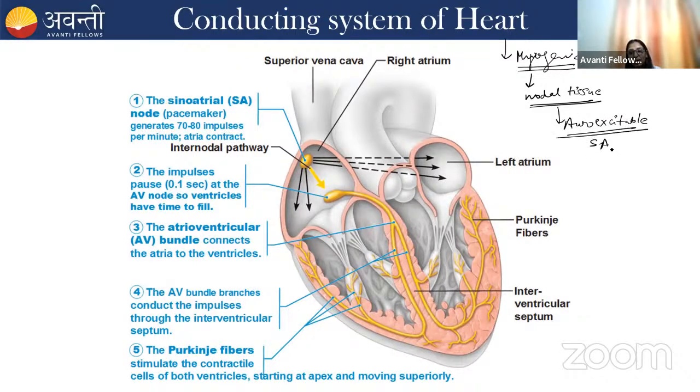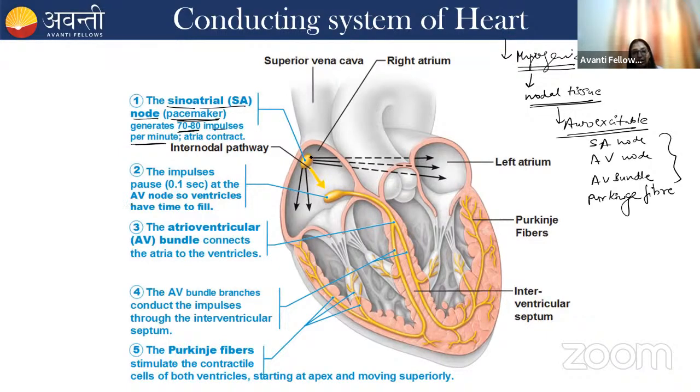Okay, and these are the SA node, the AV node, the AV bundle, which is also known as the bundle of His, and the Purkinje fibers. These are the 4 nodal tissues, okay? First, we are going to discuss the SA node, which is also known as the sinoatrial node, or the pacemaker, because it can initiate the heartbeat. So it is a pacemaker. It generates 70 to 80 impulses per minute.